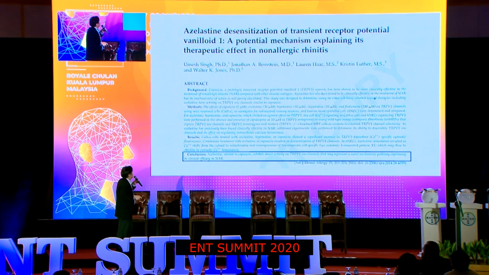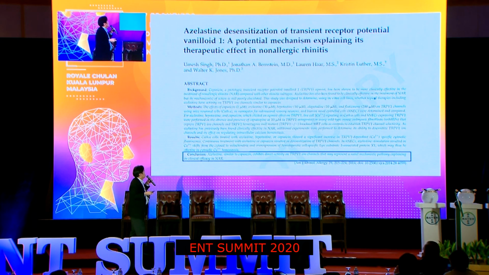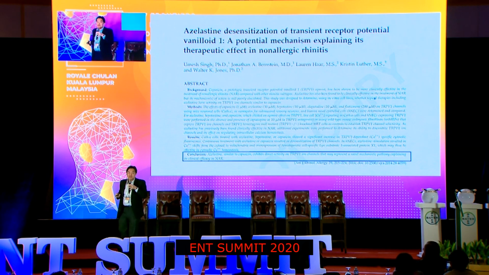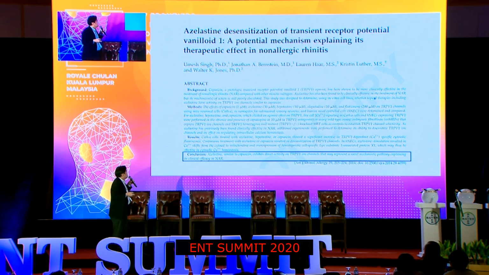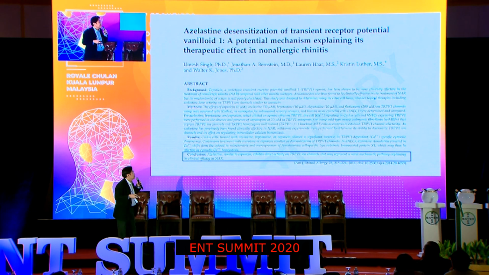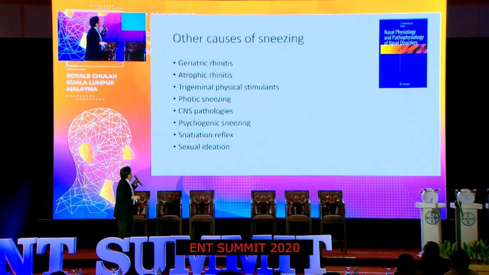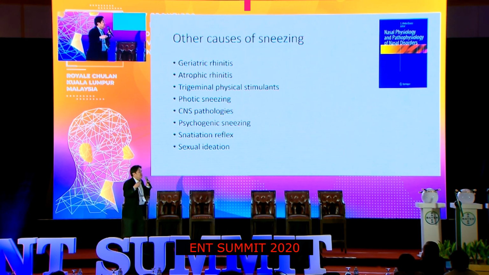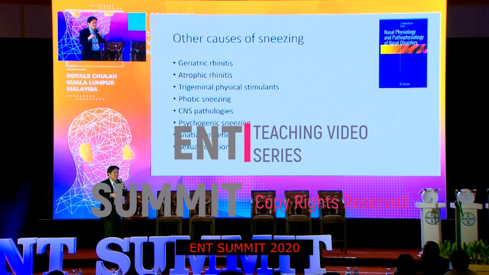Okay, so just one last slide to say that possibly the use of topical azelastine, which is found in our Dymista, may actually work because there's been good evidence to show that azelastine is very similar to capsaicin in structure and can bind these TRP receptors and inhibit this response. Of course, there are other causes of sneezing that we can be aware of, more things to blame apart from just vasomotor rhinitis.